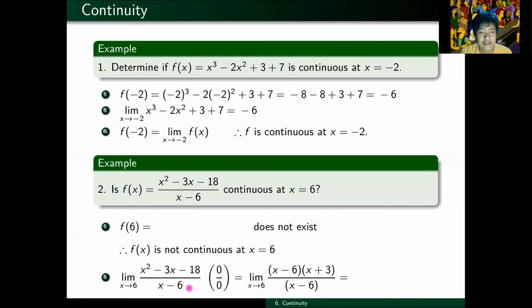Yung taas po ay factorable as x minus 6 times x plus 3. So, x minus 6 can cancel. I have here x plus 3 na matitira. Pag pinasok ko si 6, I get 9. So, second case is satisfied. Pero again, hindi siya continuous because first case fails. Okay? Good.